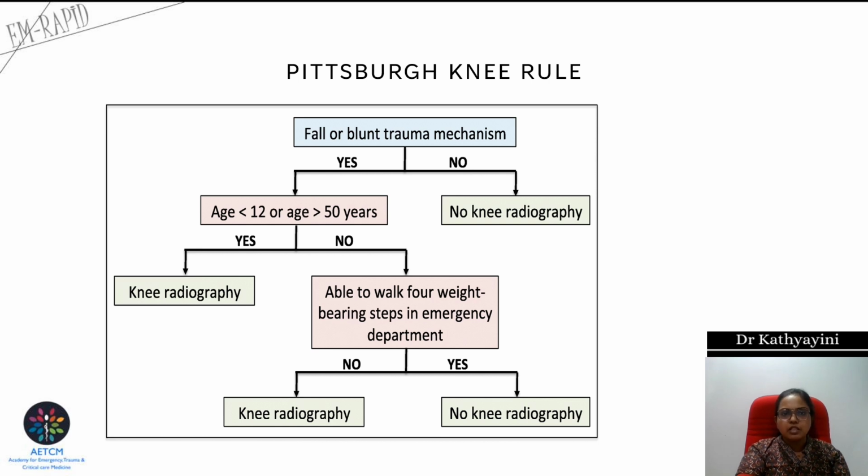But if the patient's age is not less than 12 years or more than 50 years, we have to check whether the patient is able to walk 4 steps in the ED, that is, can bear weight and walk. Then there is no need for an X-ray. If the patient can't walk at least 4 steps in the ED, then the knee X-ray should be taken. So that is the Pittsburgh knee rule.